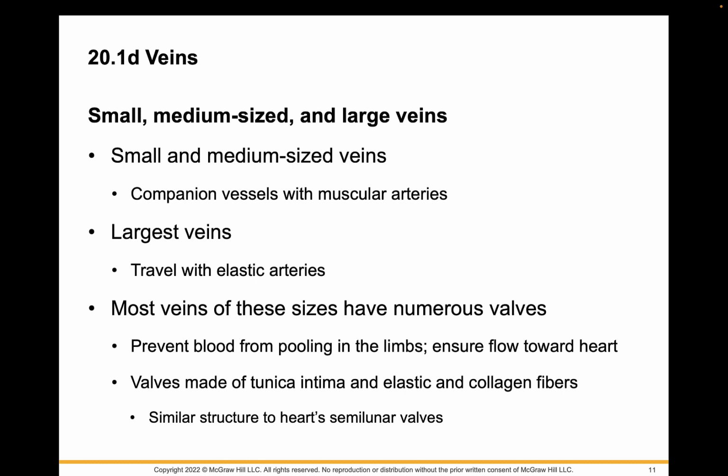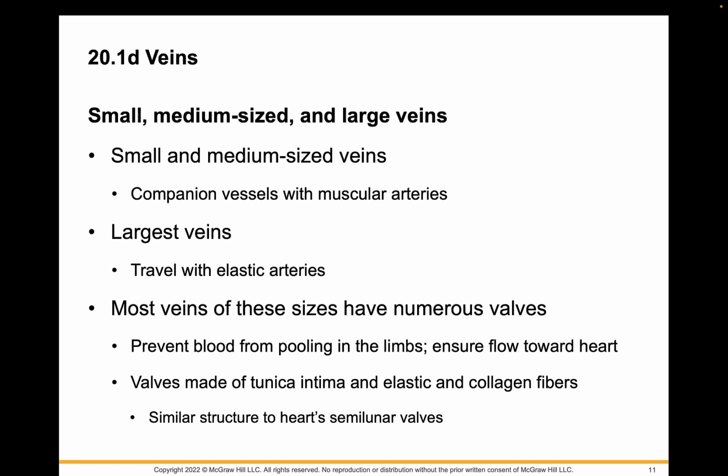And when we look at the small and medium-sized veins, these are the ones that are companion to muscular arteries. The largest veins are going to be associated with the elastic arteries. And one thing to keep in mind here, when we talk about these veins, small, medium-sized, and large, they're going to be characterized by having valves. So think valves, volume, veins. A lot of these are associated with veins.